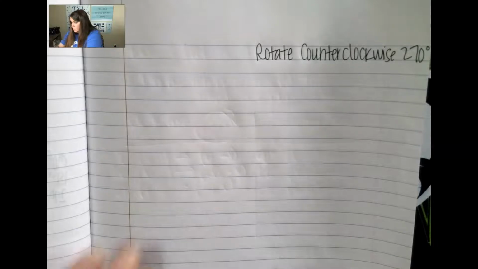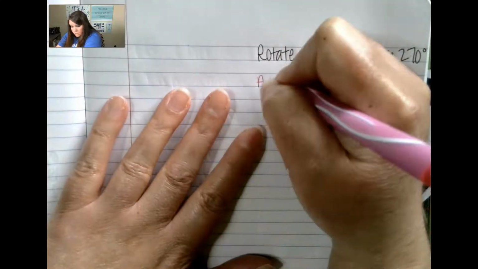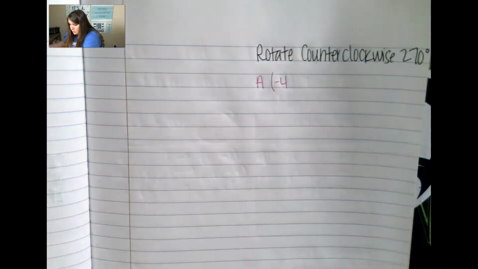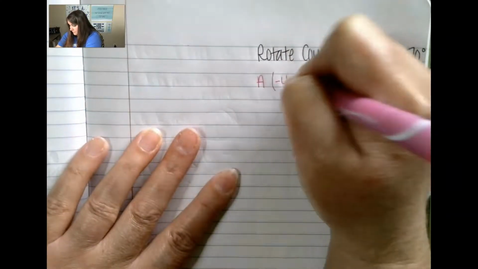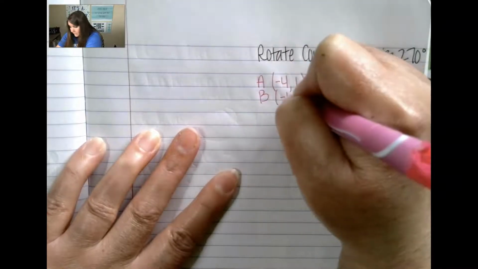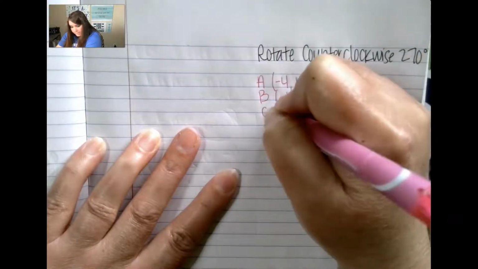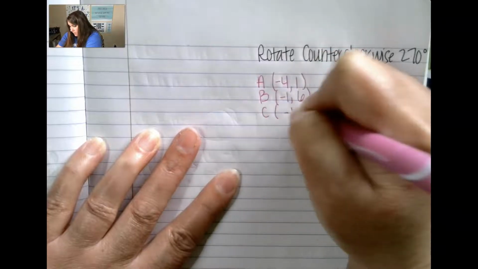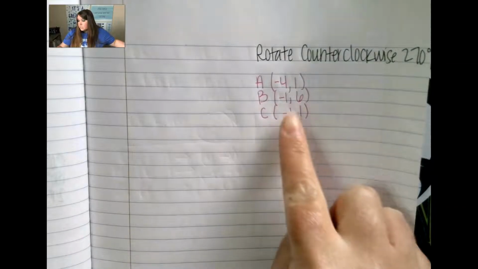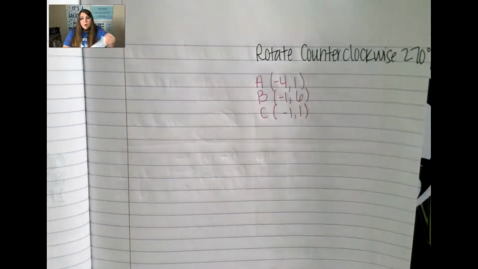So let's first look at the first image. It is A at -4, 1. B has a -1, 6, and C is going to be -1, 1. So let's go ahead and graph this first image, and then we're going to find out what our new points are going to be.